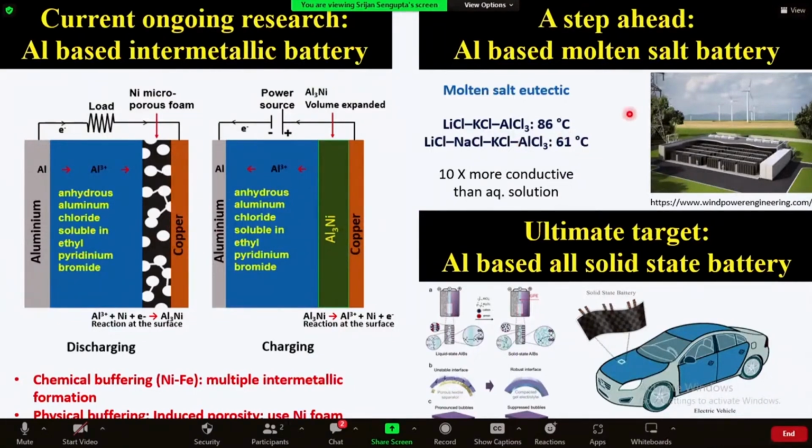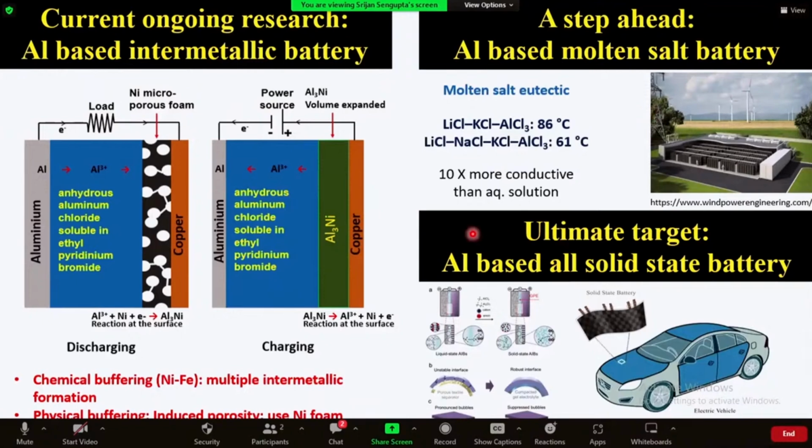But our future target is to make a battery with molten salt eutectics, which will run at a temperature of 100 degrees centigrade. We don't have to put in any external heat input here, because the current that will run in the battery will itself generate I squared R T heating, which will take care of the temperature. But why are we going for molten salt? Because it gives you 10 times more conductivity, and we can incorporate it or tag it with the power grids.